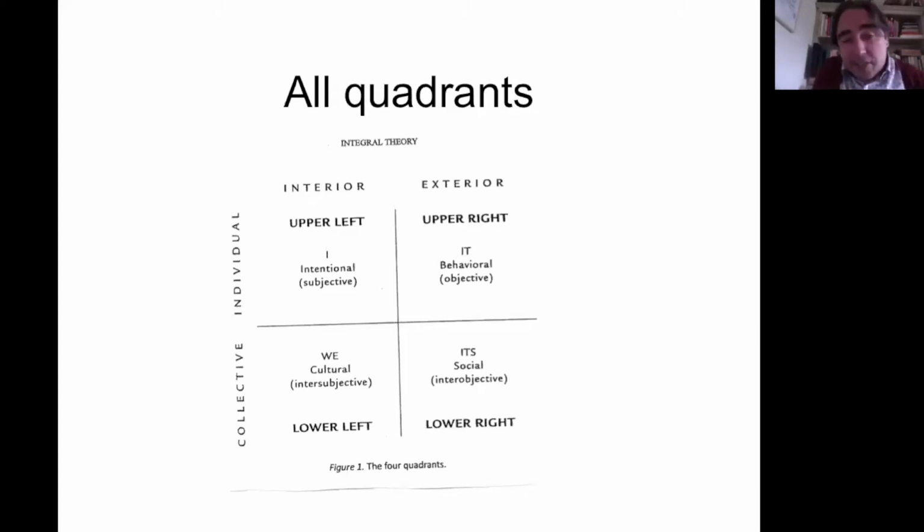If you look at this diagram, in the upper left you have I, intentional, subjective, and you also have individual. And in the upper right you have it, behavioral, objective, and it's exterior, but it's also individual. And then the we, cultural, intersubjective, is in the lower left, and that's collective. And it's social, interobjective, in the lower right, is also collective.